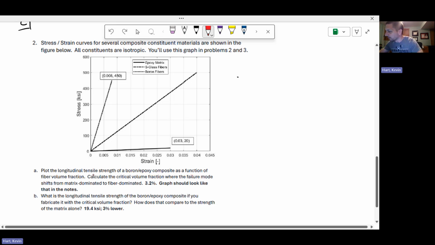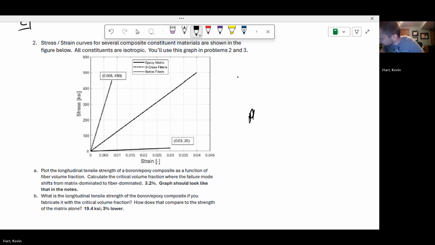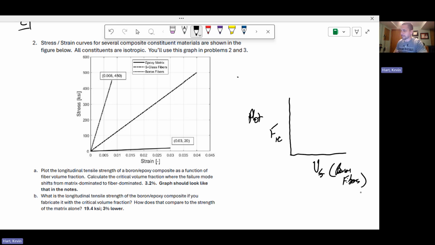Okay, so what we want to do is plot where the y-axis is F1T. It's the longitudinal tensile strength of the unidirectional composite. And then the x-axis is the volume fraction of boron. This is the general idea. Okay. Calculate the critical volume fraction where the failure mode shifts from matrix dominated to fiber dominated.